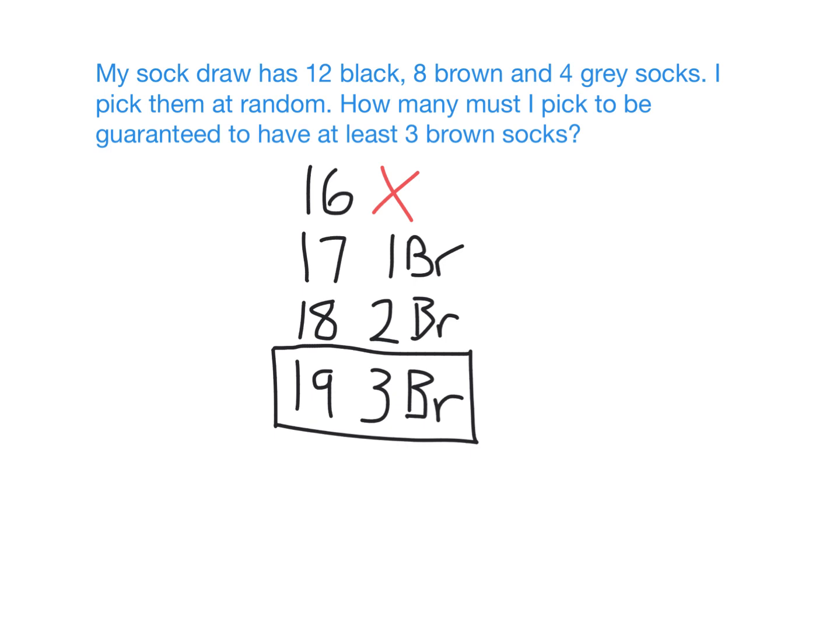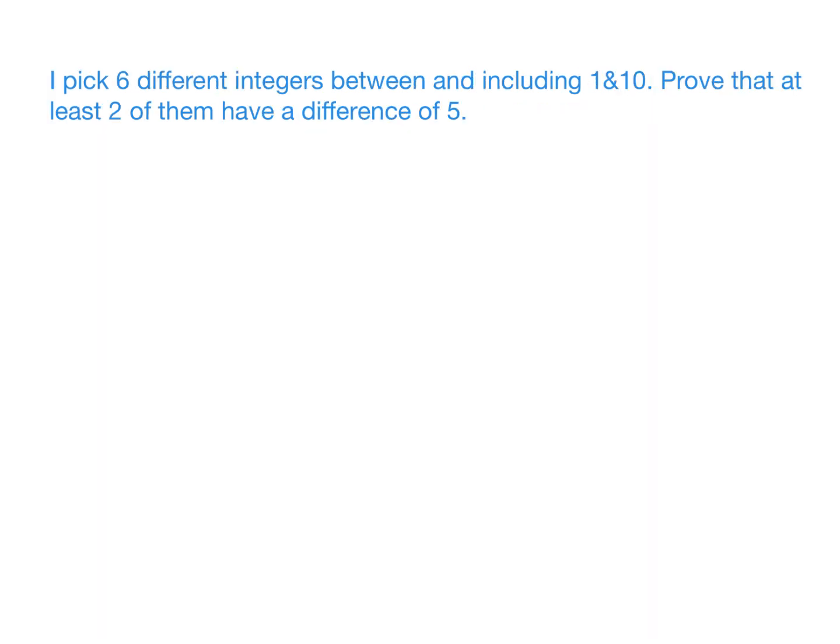All right, let's look at a harder problem now. So here I'm looking at the integers between and including 1 and 10, and I'm going to show if I pick 6 such numbers, then at least 2 of them must have a difference of 5. That is, of the numbers I pick, there must be at least 2 of them such that if I subtract the smaller from the larger one, I get 5.